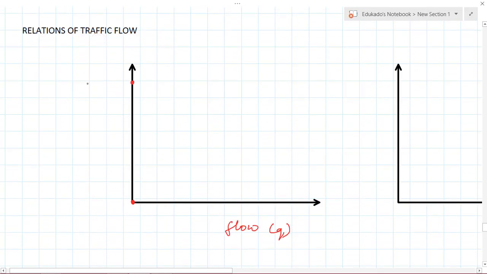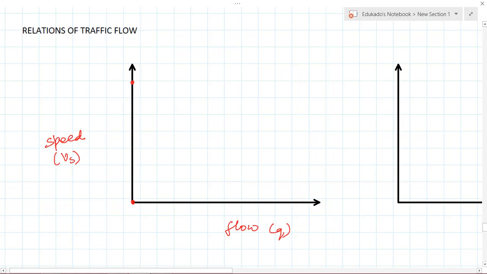Okay. So now in these relations of traffic flow, we will consider the graph relationships, how they vary, and other things like the relationship between flow and speed. This is the first concern. The speed is denoted by Vs and the flow by Q.